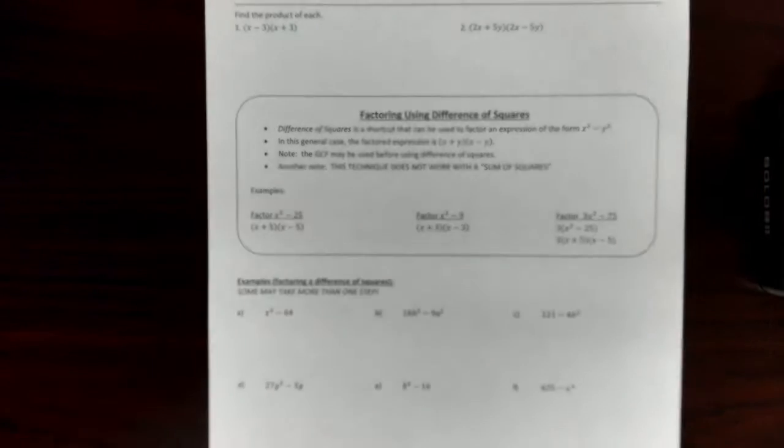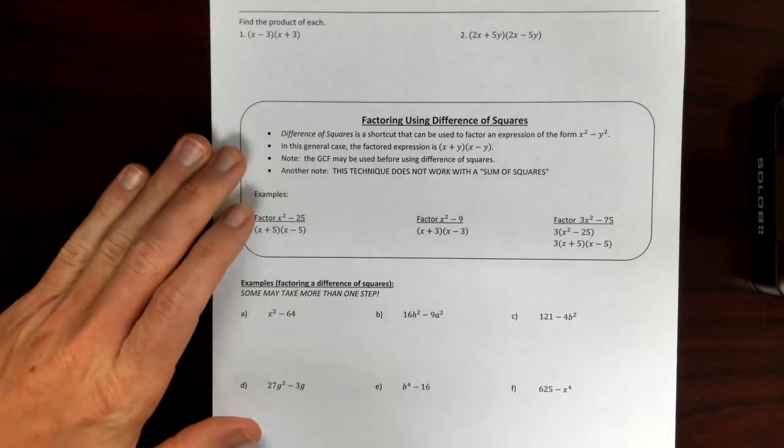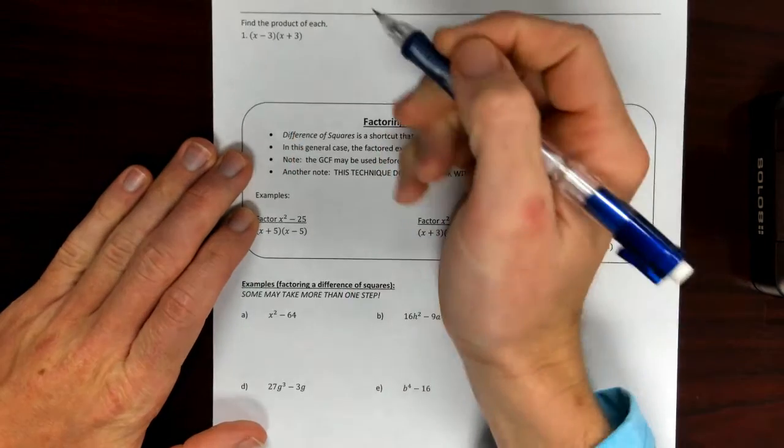Alright, potty people, here is the difference of squares notes. The first thing we're going to review is the FOIL or the box method.